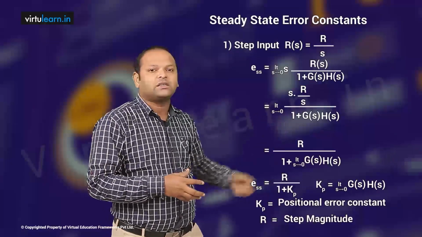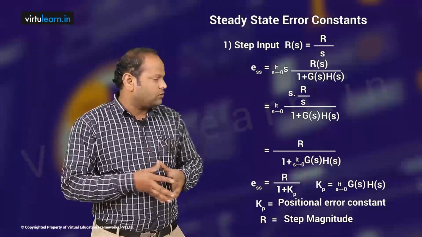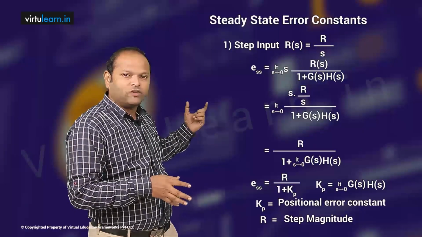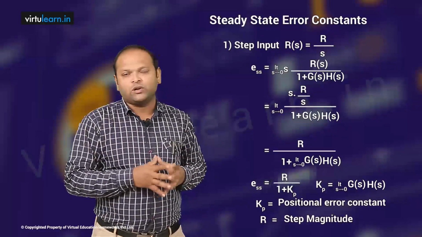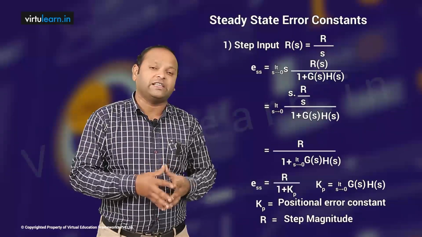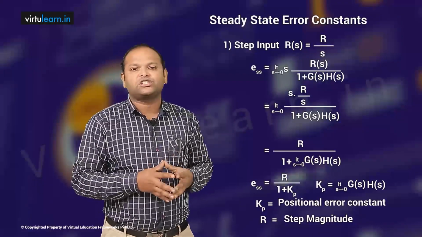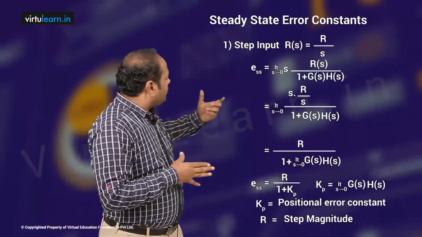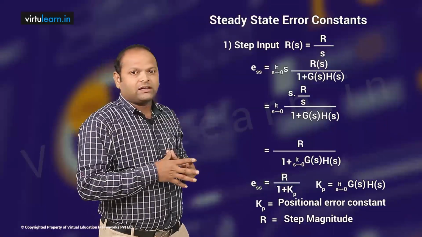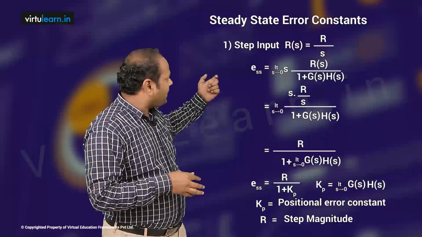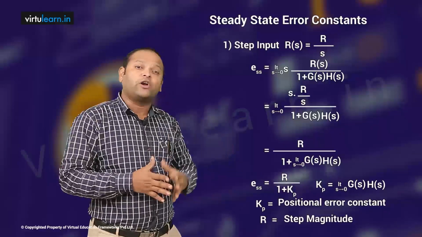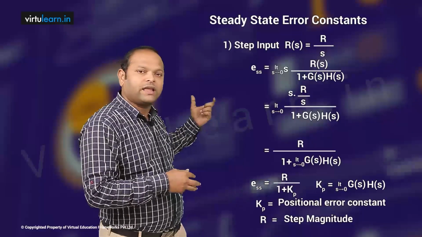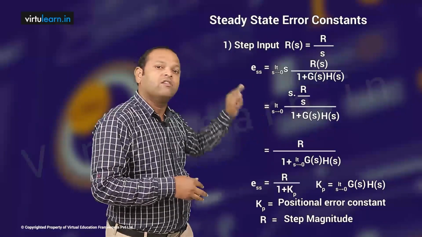Now in the denominator we have 1 plus limit s tends to 0 of GH of s. This I can define as one error constant, Kp. So how do we write ESS now? ESS is equal to R by 1 plus Kp, where Kp is equal to limit s tends to 0 of GH of s. So Kp is called the positional error constant. Now we have two conclusions here. One is, Kp is the positional error constant, that is limit s tends to 0 of GH of s. And the corresponding steady state error ESS is equal to R by 1 plus Kp, where R is the step magnitude.